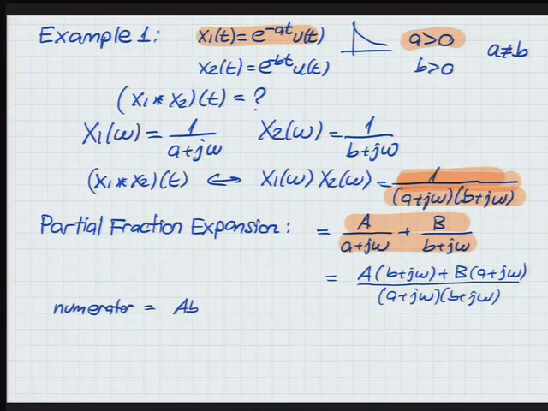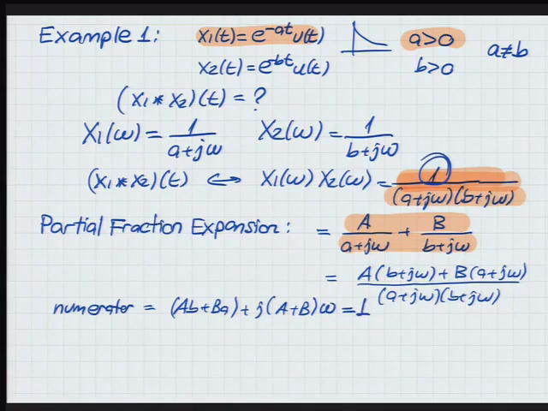is, if I separate out the real and complex terms, I'm going to get AB plus BA plus j times (A plus B) omega. Do you agree to this? I just rearranged what I see in the numerator, right? And I want this to be equal to 1, because the numerator up here is 1. Okay? If I can find capital A and capital B that makes this expression equal to 1, then I'm done.